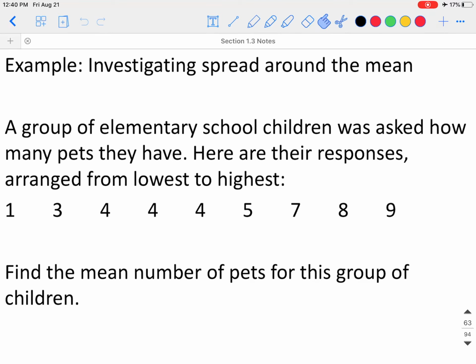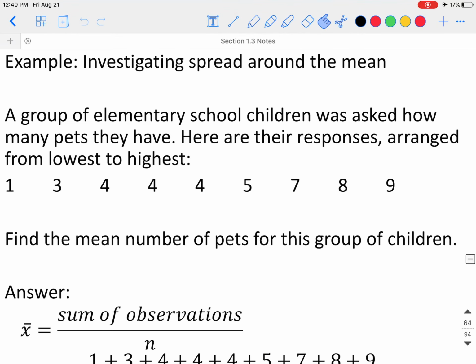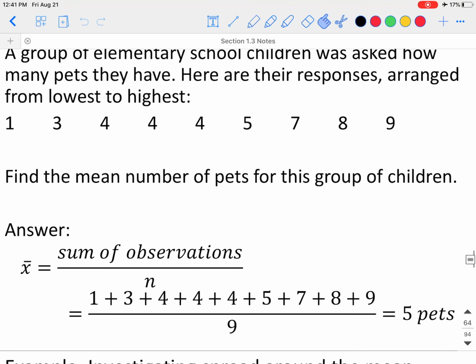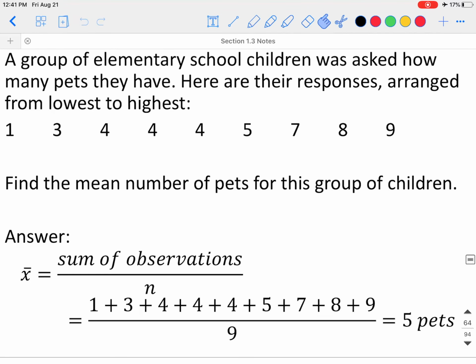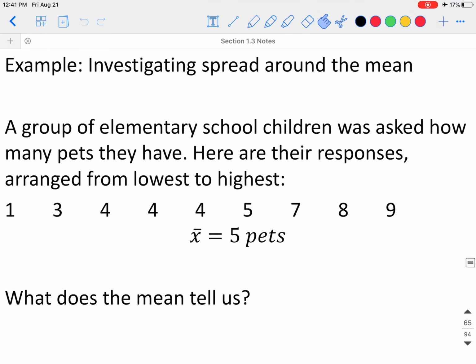A group of elementary school children were asked how many pets they have. Here are their responses, arranged from the lowest to the highest. First thing we need to do is find the mean number of pets for this group of children. Remember, to find the mean, you add all of the data values together and divide by how many there are in total. So if we add all the data values together and divide by the 9 observations, we see that on average, each child has 5 pets.